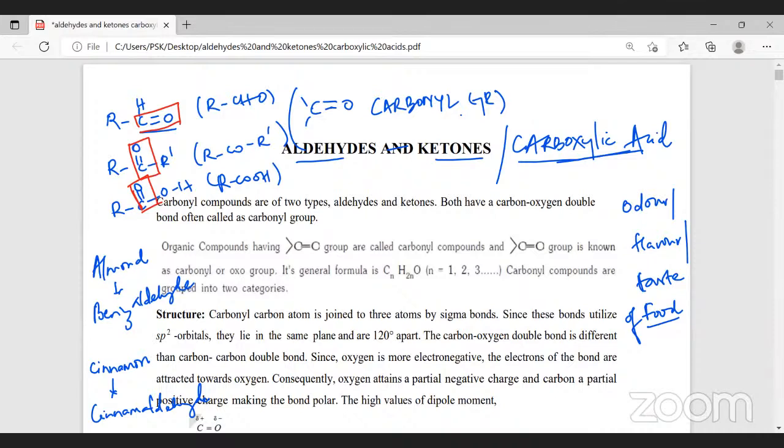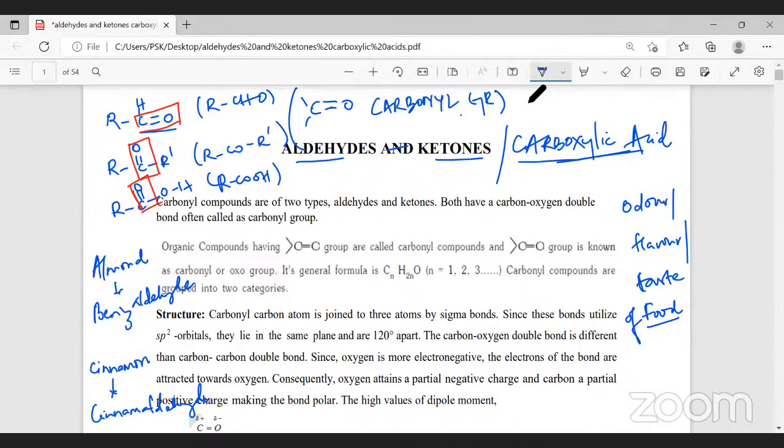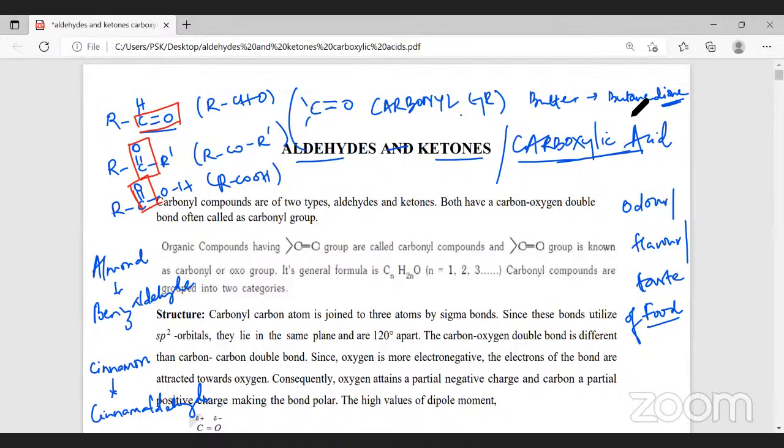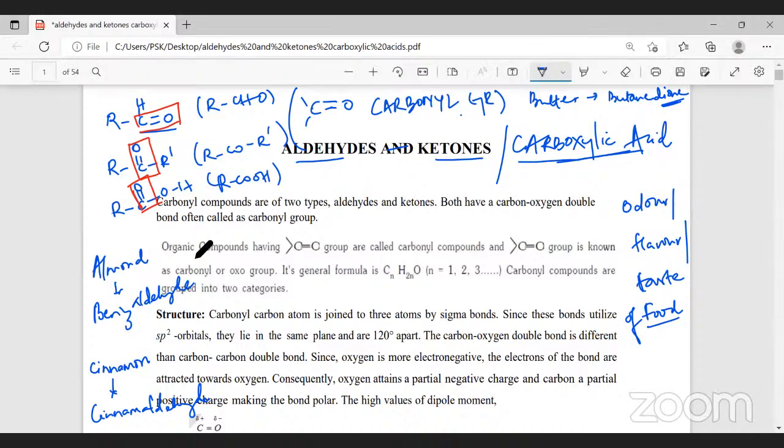Now, butter, we eat butter. This butter contains butanedione. It contains two ketone groups, dione, two C double bond O. Therefore, they are called diones. So butter also contains butanedione, ketones, carbonyl compounds.